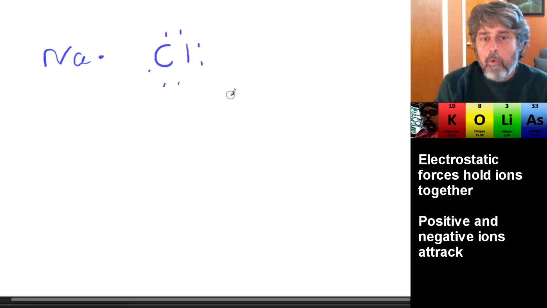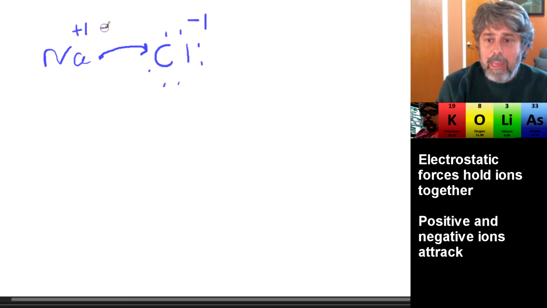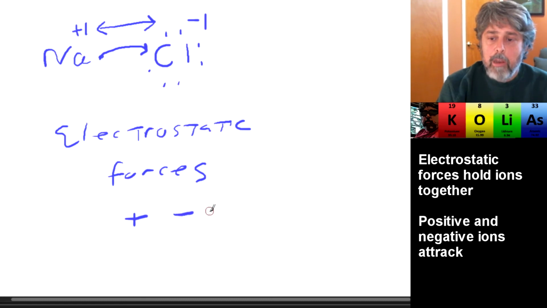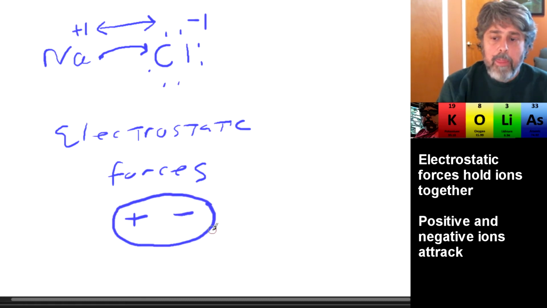So why are these forces so strong? Well, it has to do with the charges these atoms obtain once they gain or lose electrons. This positive-negative force causes an attraction. These are called electrostatic forces. When opposites attract from a positive ion and a negative ion, when they come together, they are held very, very tightly. This is why these bonds are so strong.